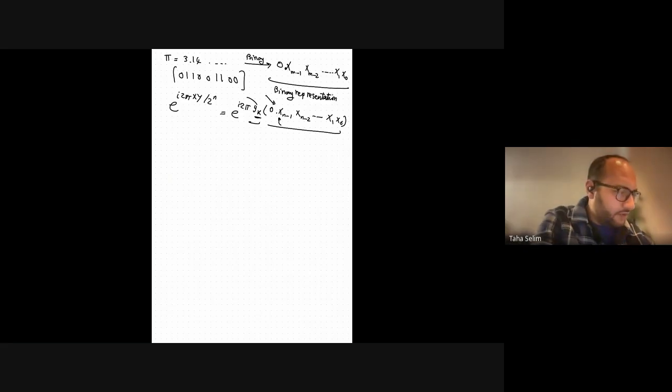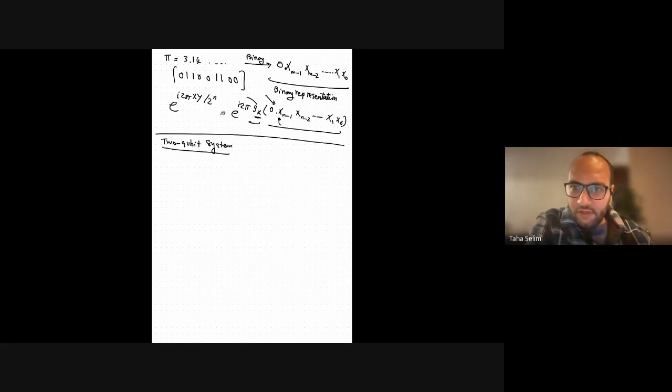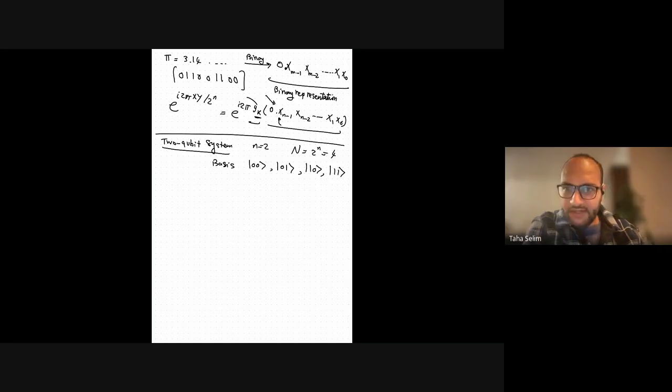Okay, so now let's have a 2-qubit system. In the 2-qubit system, we have n equals 2, which means that the size of my Hilbert space is big N equals 2 to the power n, which is 4. So now this is the size of it. The bases that I can use are ket 00, ket 01, ket 10, ket 11. Those are the bases.